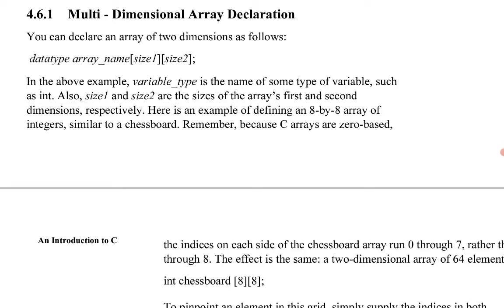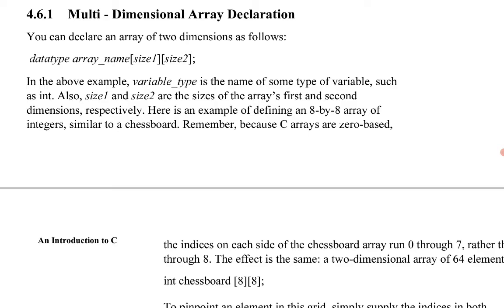So what is a multi-dimensional array? A multi-dimensional array means more than one array. It is also called matrices. In multi-dimensional arrays, we have two subscripts or two index variables, size 1 and size 2. Size 1 represents the rows and size 2 represents the columns.